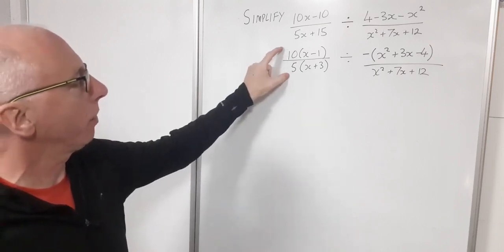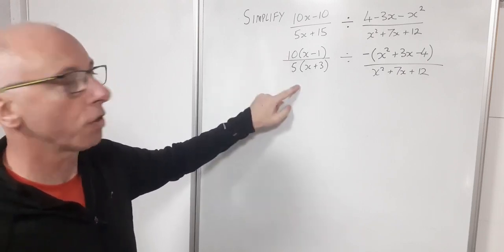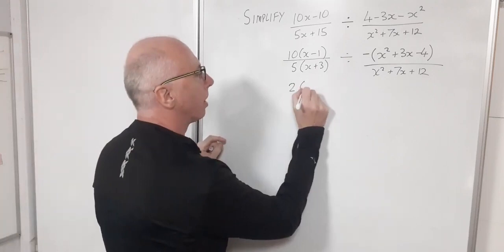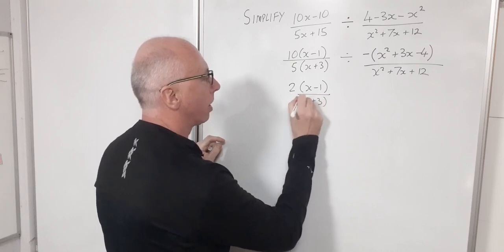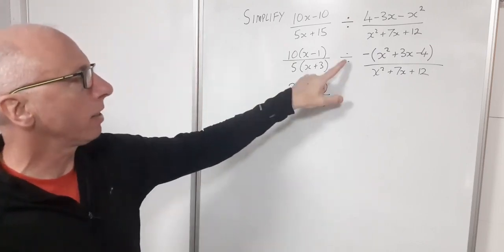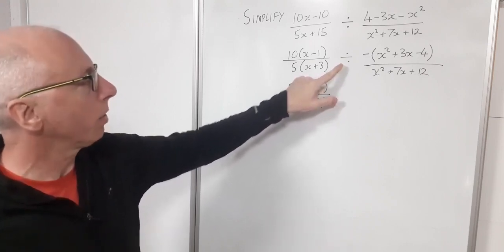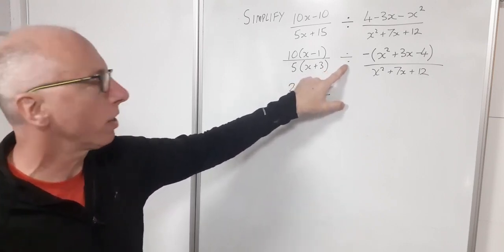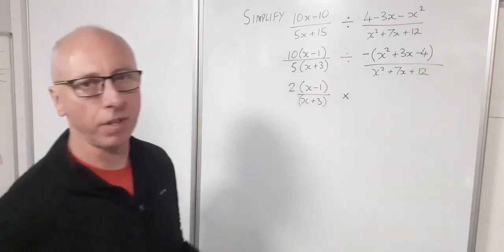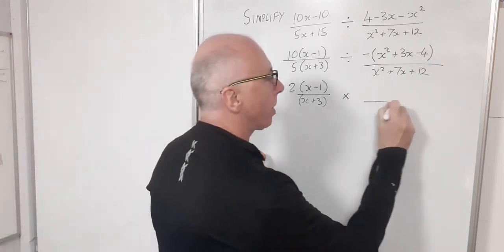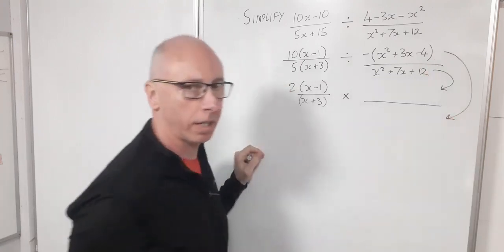Now here I've got 10 over 5, so these will simplify and just leave me with a 2 in the numerator. So I'm going to rewrite that first of all like that: 2 times x minus 1 over x plus 3. So I'm happy with that. Now the divide, I'm going to use the keep flip change technique. So keep this one as it is, change this sign to a multiply, which then means I'm going to have to take the reciprocal of each of these terms. So now this one is going to go here and this one is going to go here.